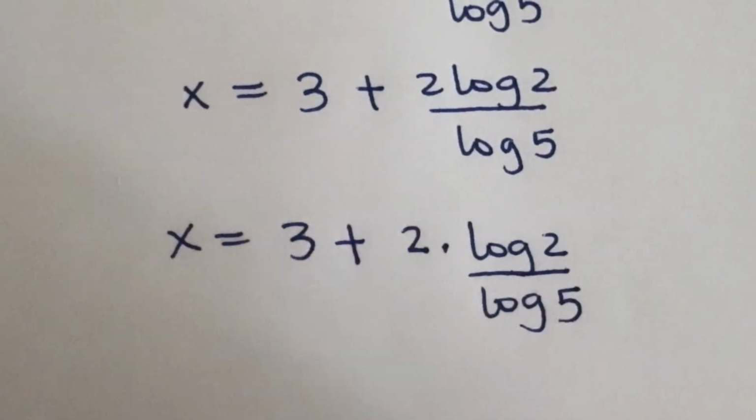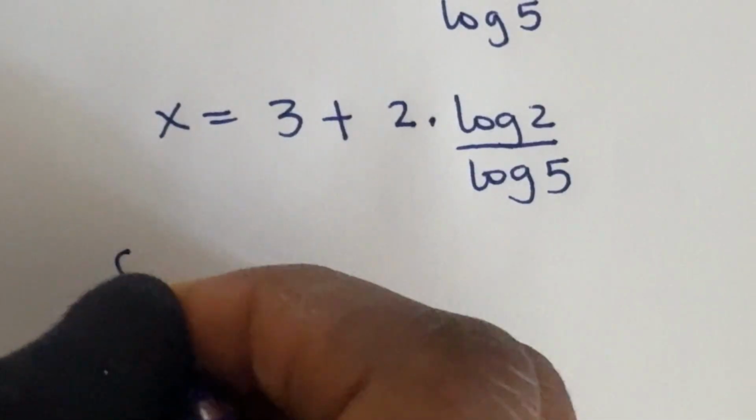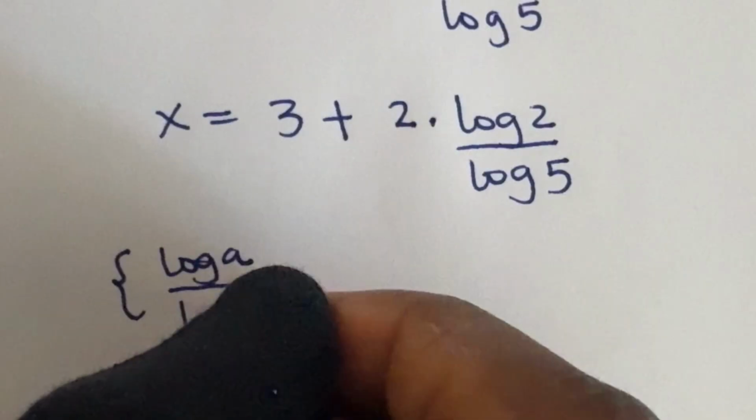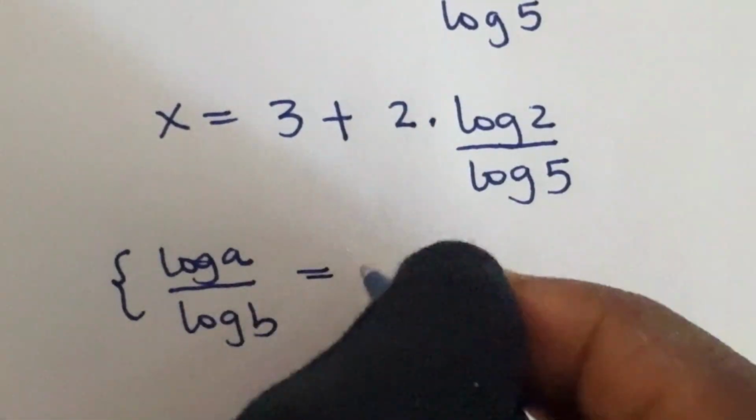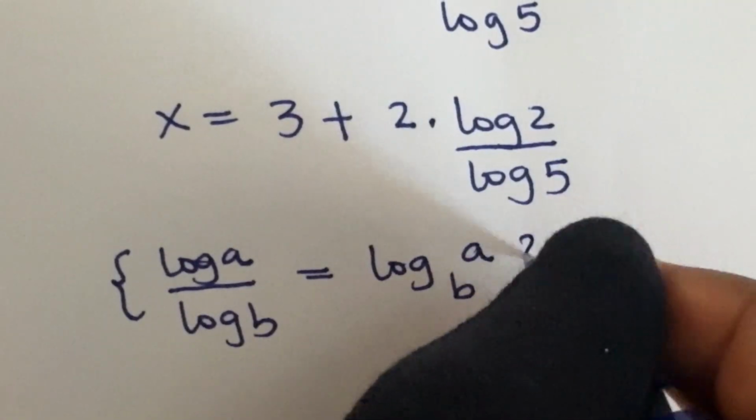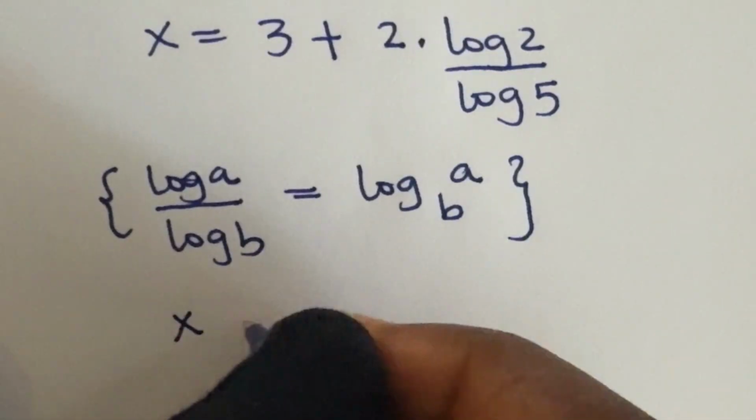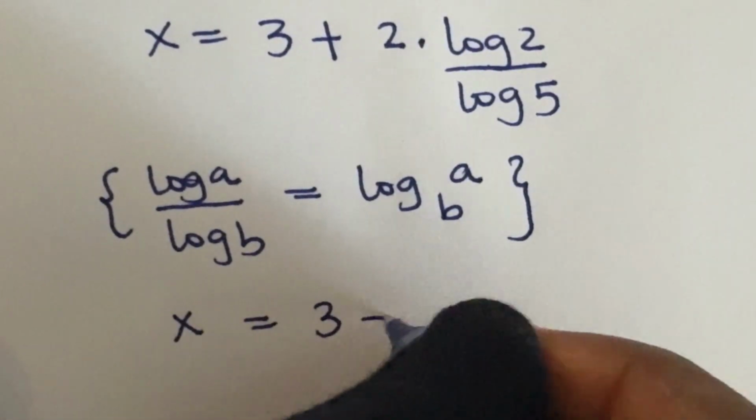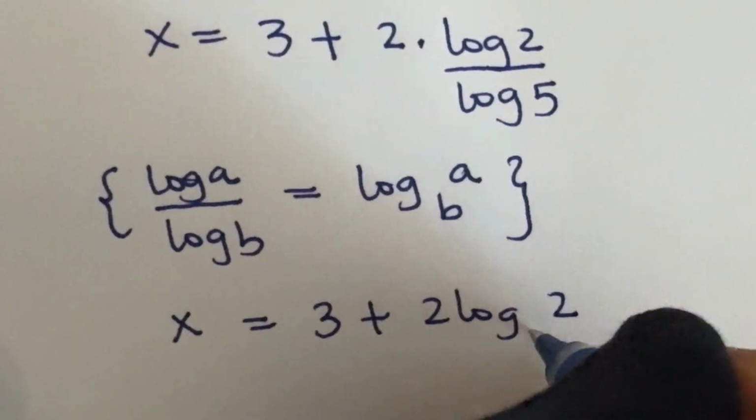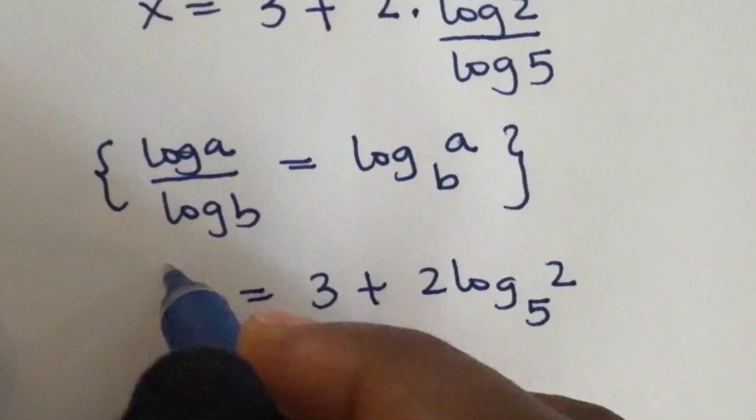This expression here is of the form log A divided by log B, and this is expressed as log A base B. And we can now express x as 3 plus 2 log 2 base 5. This will be the final answer to this problem.